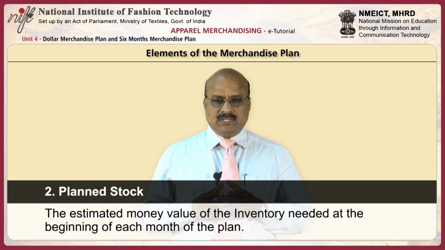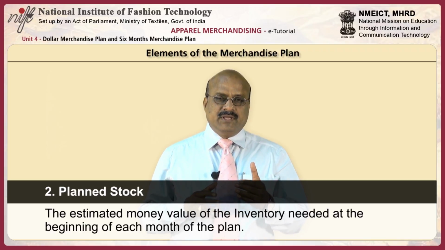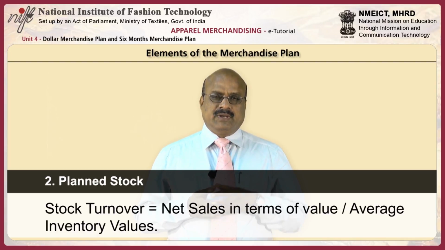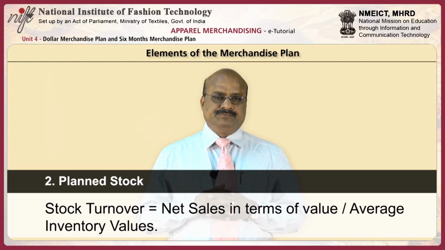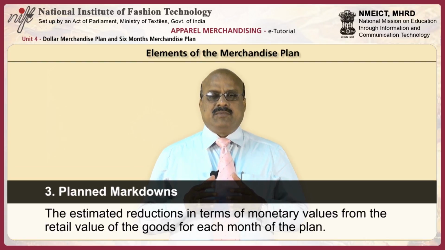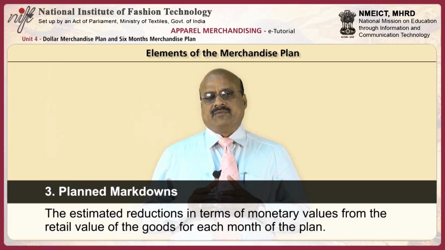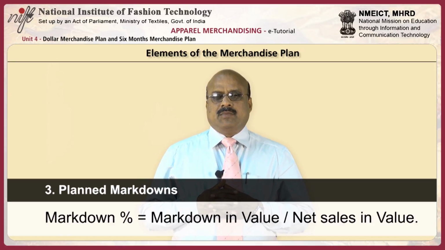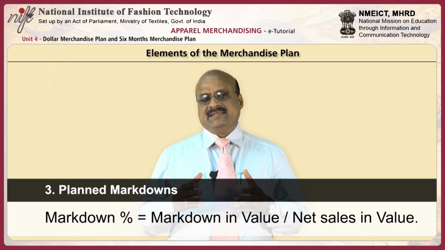2. Planned stock. It is the estimated money value of the inventory needed at the beginning of each month of the plan period. Stock turnover is equal to net sales in terms of value divided by the average inventory value. 3. Planned markdowns. Planned markdowns are the estimated reductions in terms of monetary values from the retail value of the goods for each month of the plan. Markdown percentage is equal to markdown in value divided by the net sales in value.